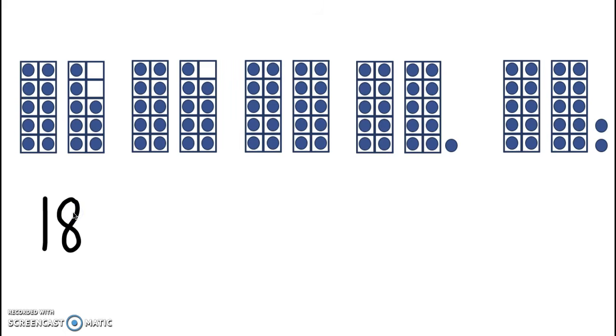Good. 18. Perfecto. Now if I have 10, 8 and I add one more, do you see I'm going to start to fill up that second 10 frame? It becomes 10, 9. What number is that? 10, 9. Yes, 19. Excellent.